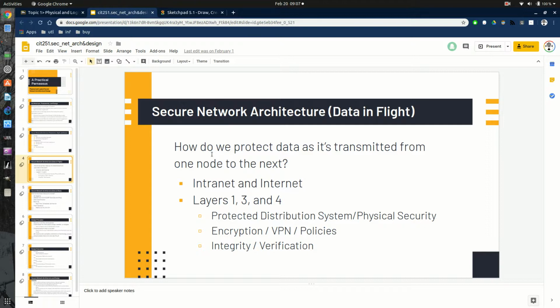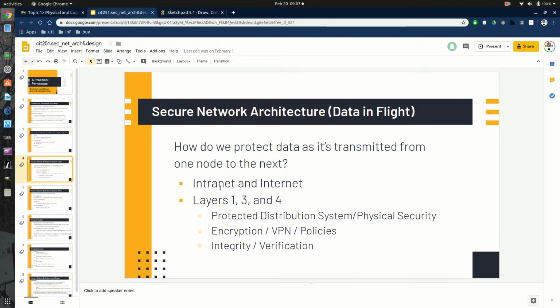So we're going to have data in two flavors. We have data in flight and data in transit, right? So the book uses data in flight. I'm not in love with that term. I prefer the term data in transit, but whatever. So it's going to be used interchangeably here. But so I put data in flight on the slide here. So how do we protect data that's transmitted from one node to the next?